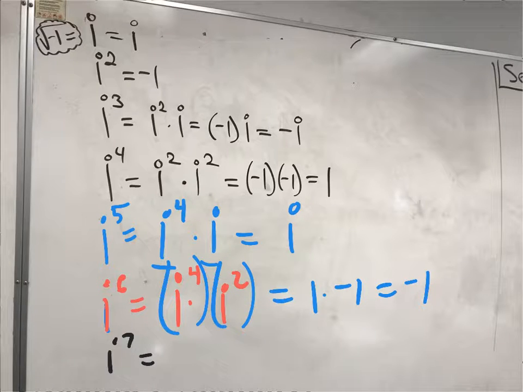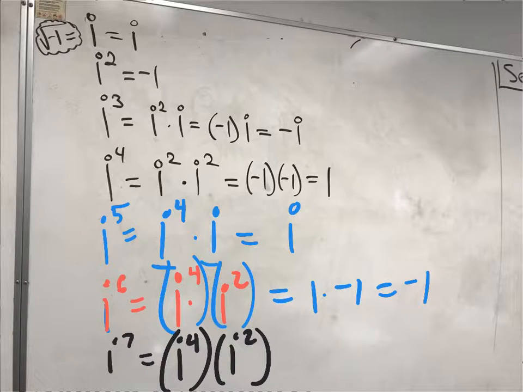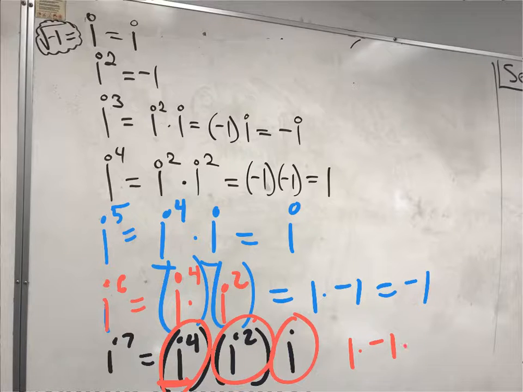Now, how about I to the seventh? What would that be? Let's rewrite it as what we know. What's the easiest one you know? I to the fourth, times I to the second. And so far that's 6, but we need 1 more, right? So times I. What is I to the fourth? That's 1. What's I to the second? Negative 1. So you really have 1 times negative 1 and then times 1 more I. So what's your answer going to be? Negative 1I, or just negative I.